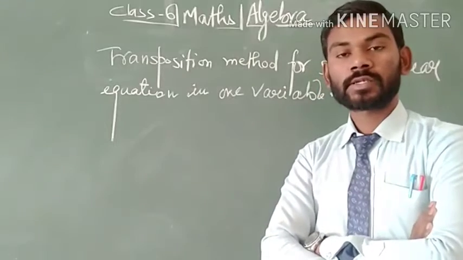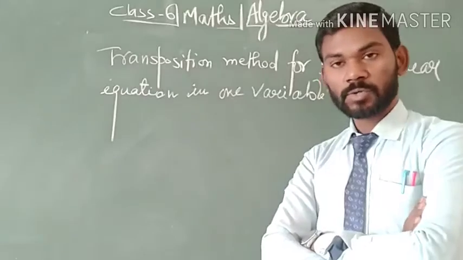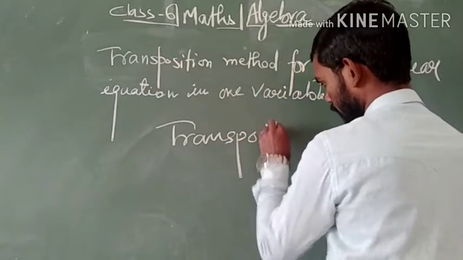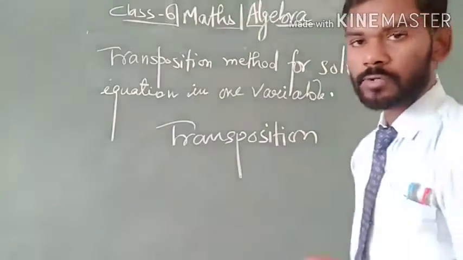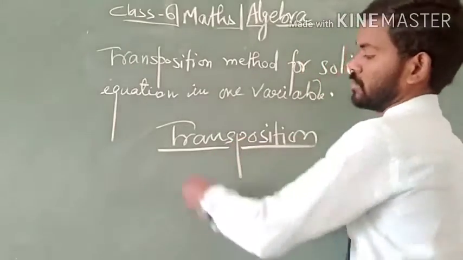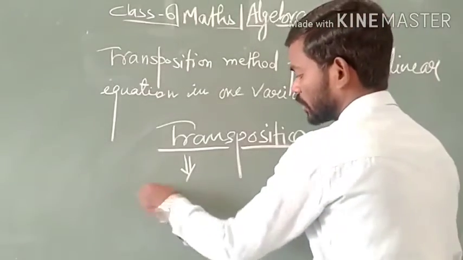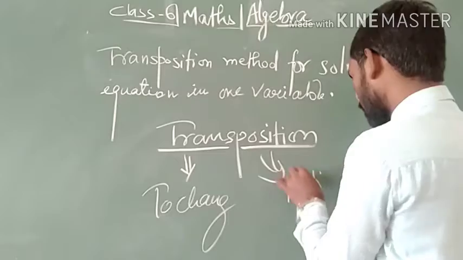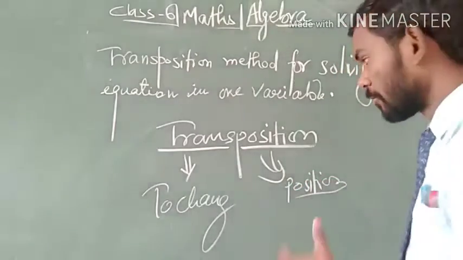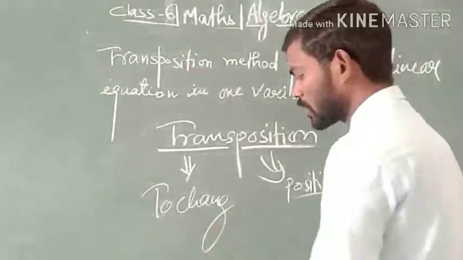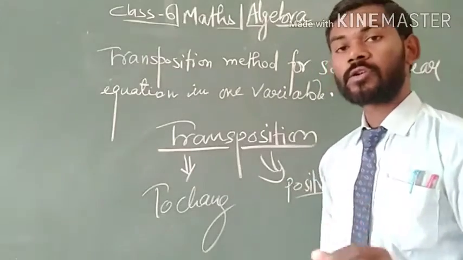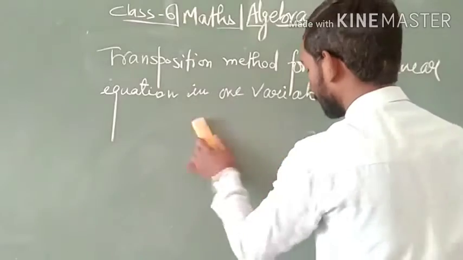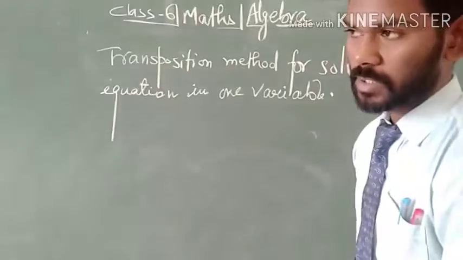First of all, we should understand the meaning of transposition. The word transposition is derived from two words, that is trans and position. Here, trans means to change its position. Position, you know very well what is the position. Position means its place. And when we change its position, it is called transposition. So here we shall discuss the transposition method of solving linear equation in one variable.